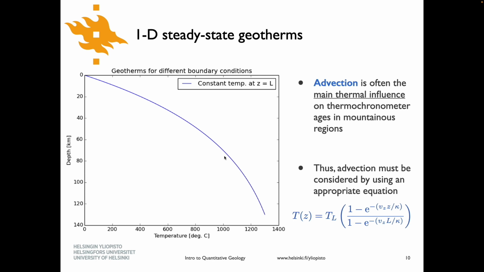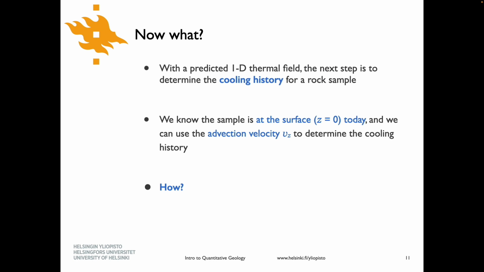And advection, of course, as you might have seen in the exercise, higher rates of advection tend to produce higher geothermal gradients. And so advection is going to be important for us, especially in a rapidly eroding mountain area like in the Himalaya. So we need to have an equation that includes that. Well, we already have one from exercise 4, so we can take advantage.